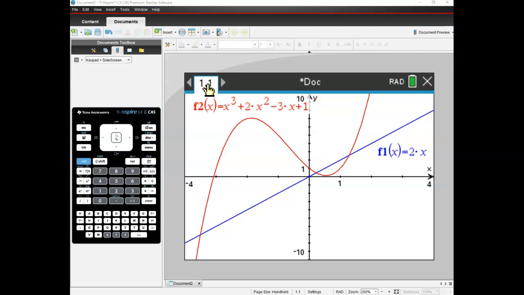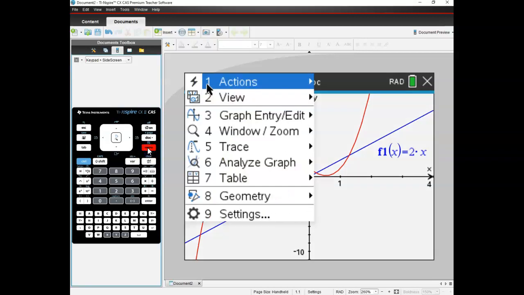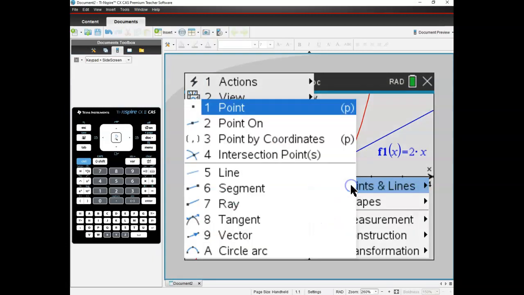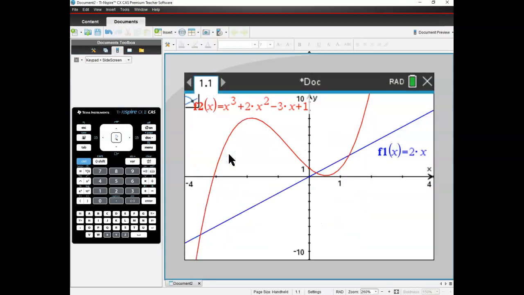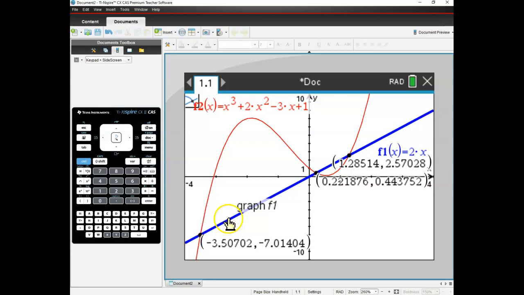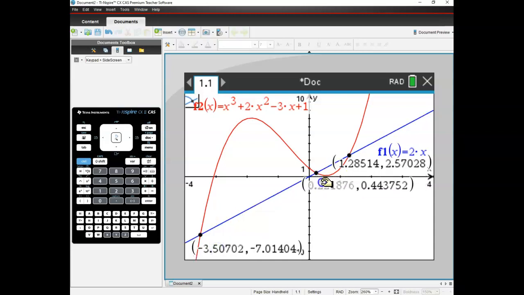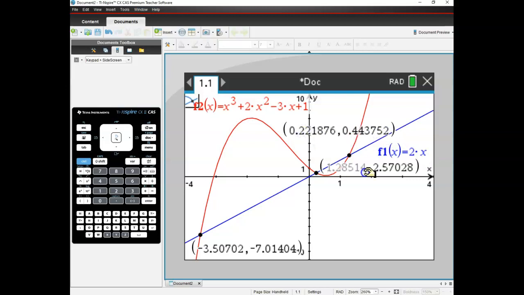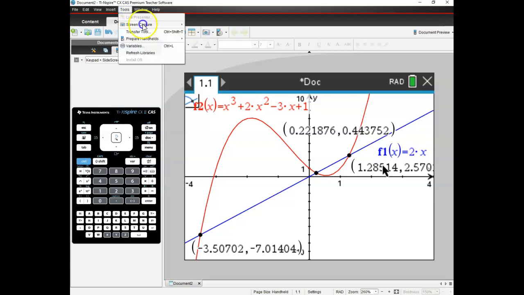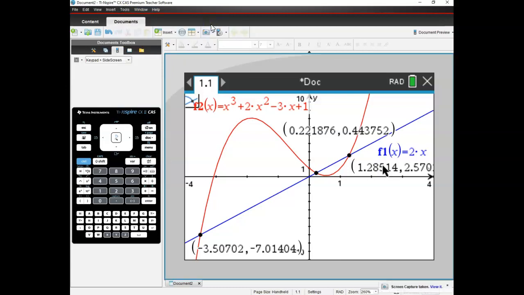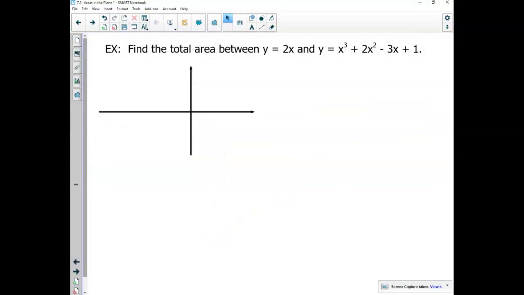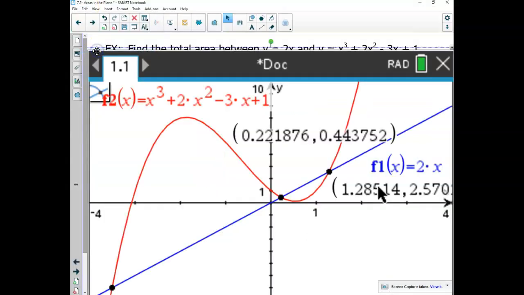So the easiest way to do that is just to say Menu, Geometry, Points and Lines, Intersection Points of the red and the blue, and it's just going to chunk those intersections in there for me. And then I'm going to put this one up here because I know it's on top, and I'm going to put this one over here because I know it's on the bottom. And then I'm going to quickly capture this page so that I can place it in my notebook back here. And I'm going to paste that little bugger.